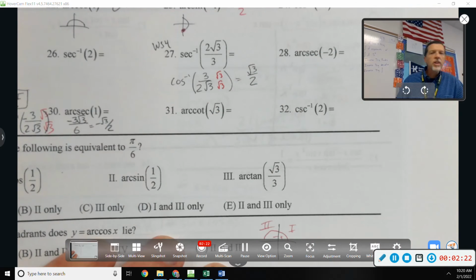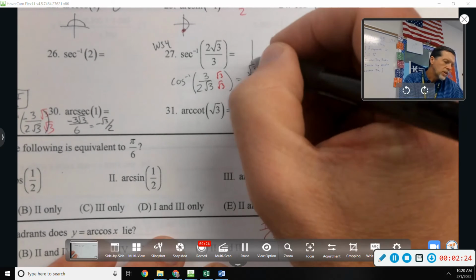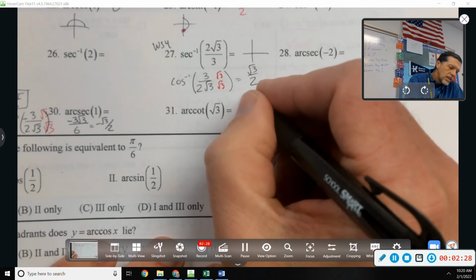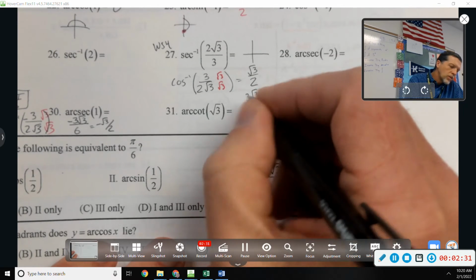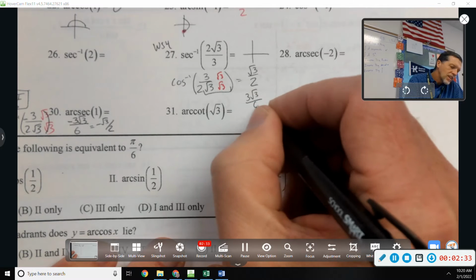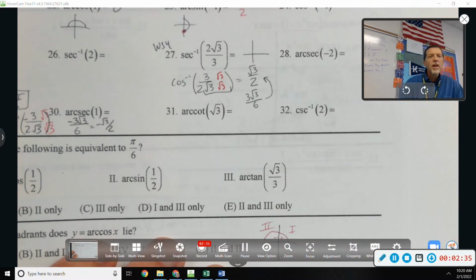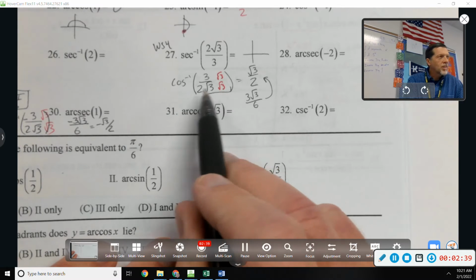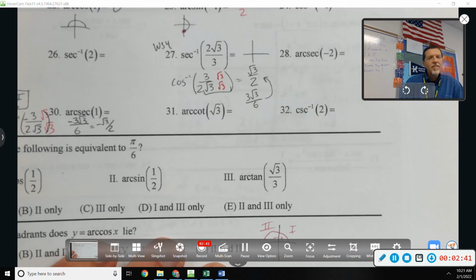So inverse cosine of root 3 over 2. 3 square roots of 3 over 6. Right? Because root 3 times root 3 is 3 times 2 is 6. And that probably fixed your problem right there, I guess. But let me finish it.